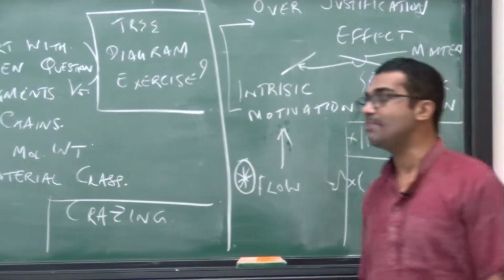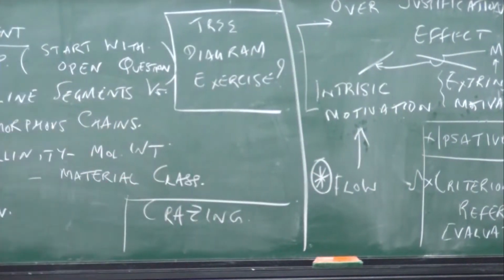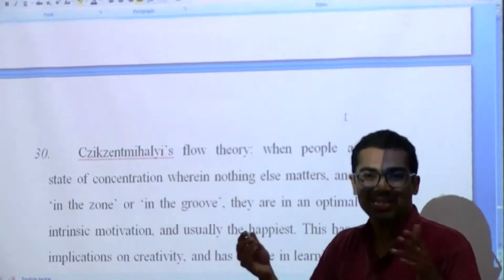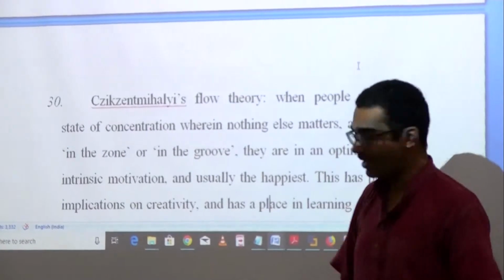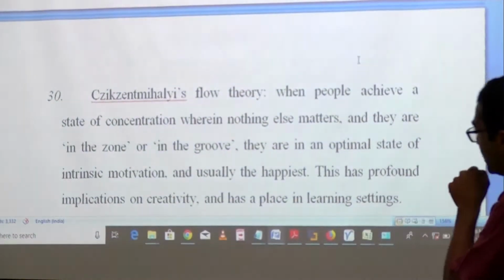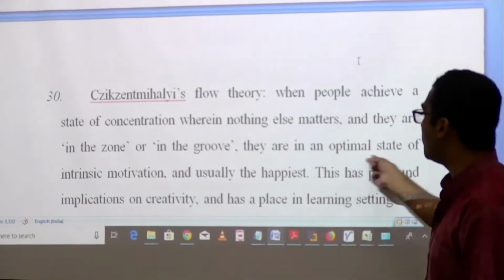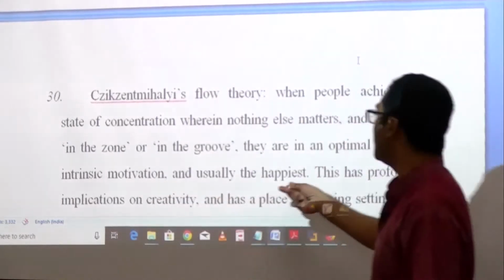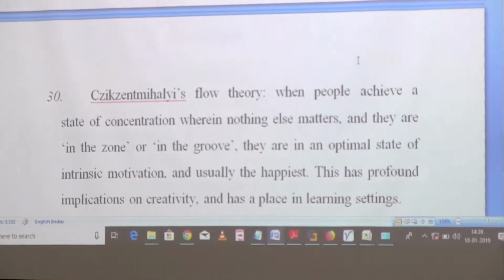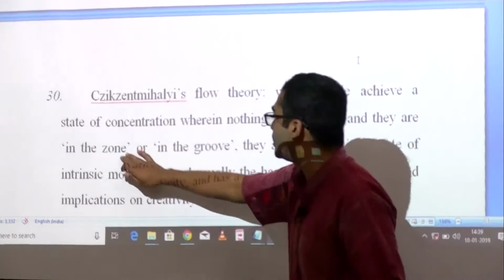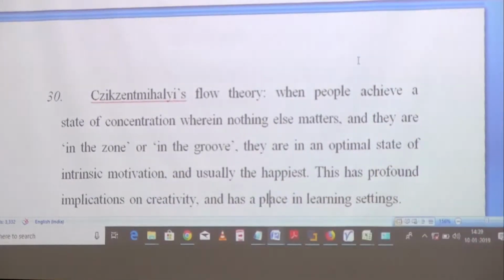So why is it that some people are not intrinsically motivated? Maybe they are not in the zone, they are not in the groove. Most likely they are not in the groove, not in the zone, and hence they are not in an optimal state of intrinsic motivation. And now if they are in the groove or in the zone, they are probably the happiest, because they are intrinsically motivated, they are very happy.